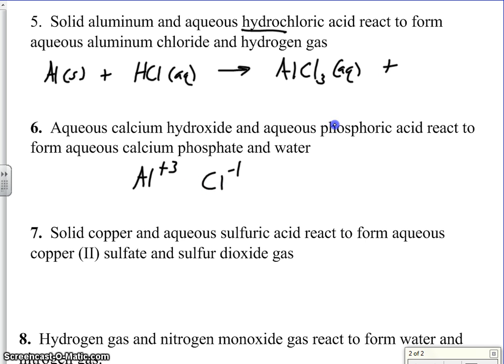Remember, hydrogen gas is one of our other 7s. It's by itself, so it's H2. It's one of our diatomics. And then a gas at the end.